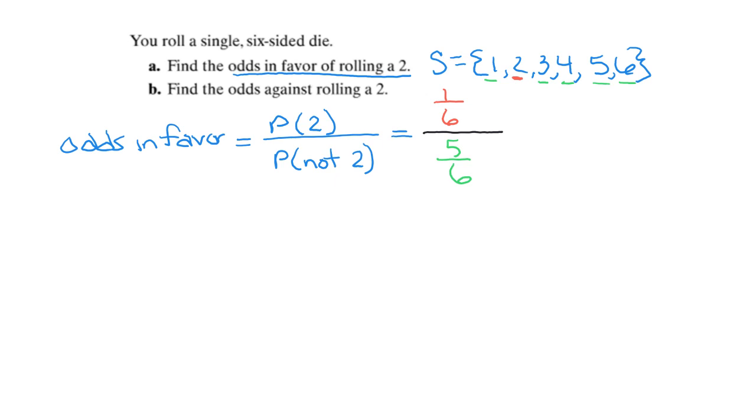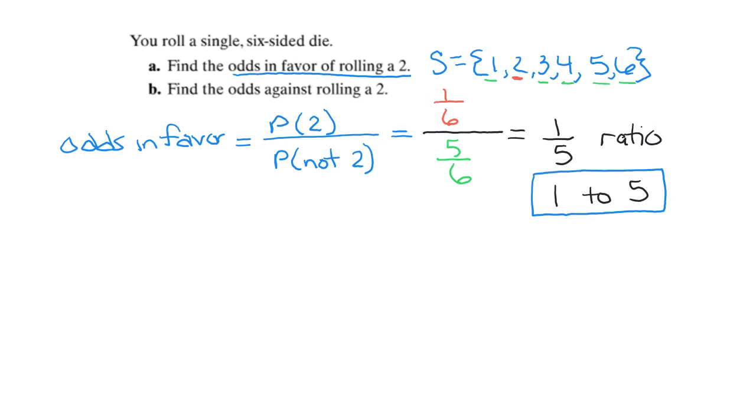When we take 1/6 divided by 5/6, we are going to get 1 over 5. All right, so that is your ratio, and it can be expressed as 1 to 5. The odds in favor of rolling a 2 is 1 to 5. And that was part A. Then we take a look at part B.